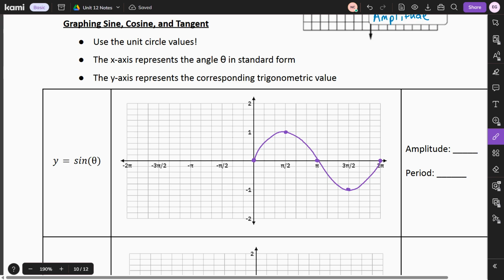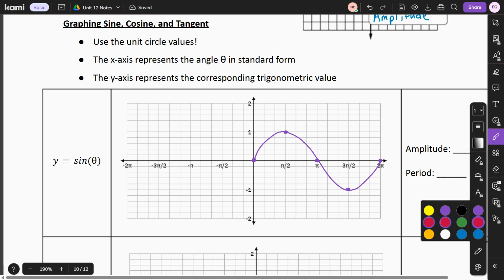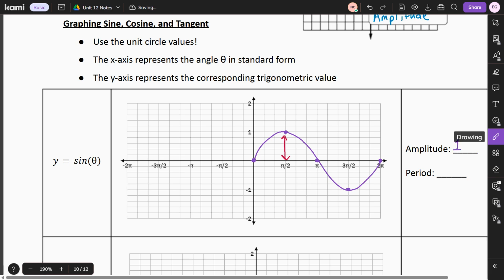Now the amplitude, remember, is how far we go from the x-axis to our maximum, or we can measure to the minimum, it doesn't matter. But for the parent function, the amplitude is always going to be 1. And the period, again, how long it took for it to complete one full cycle, in this case is 2 pi. It's a full revolution around the unit circle. On our x-axis, we started at 0, and then we returned to that same place at 2 pi. So the distance there is 2 pi.